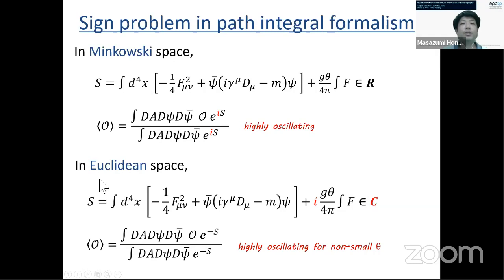And in Euclidean space, we have an exponential of minus S, but the action is complex. So when theta is not small, the integrand is highly oscillating as well. So we have a sign problem for non-small theta. Therefore, when theta is not small, the standard Monte Carlo method is not so efficient.